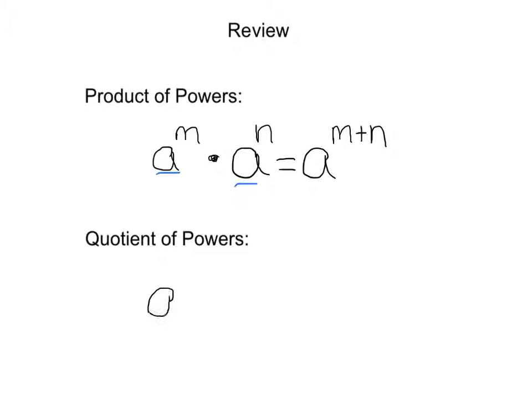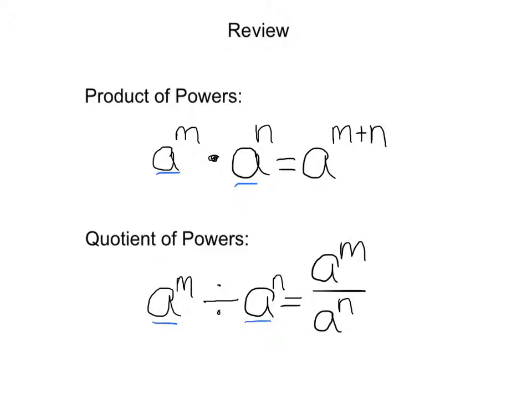So if I have my base being a raised to the m power divided by a again, because my bases have to be the same, raised to the power of n, I can rewrite it as a fraction. So I would have a to the m divided by a to the n. Since my bases are the same, I am going to subtract my exponents as long as a does not equal 0.